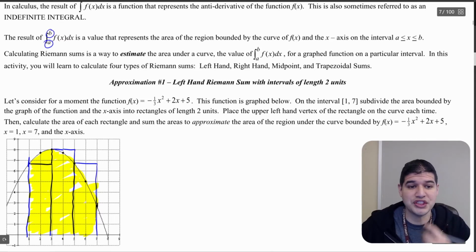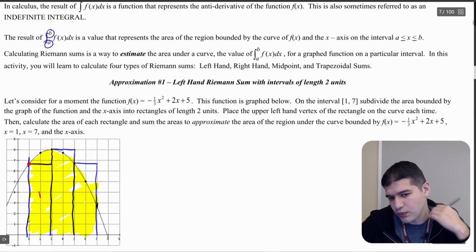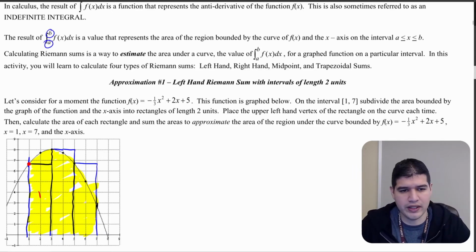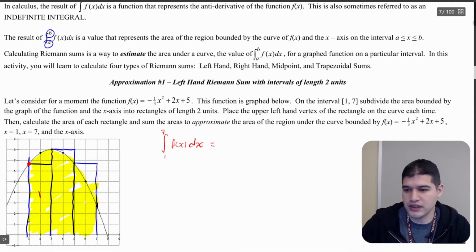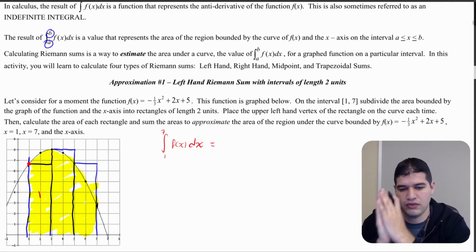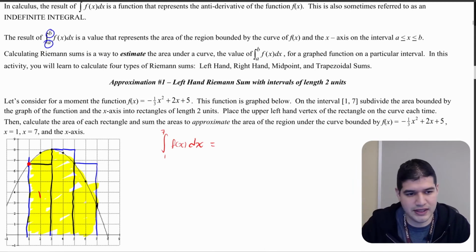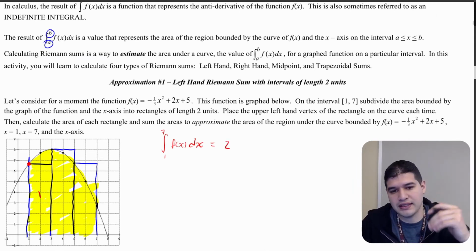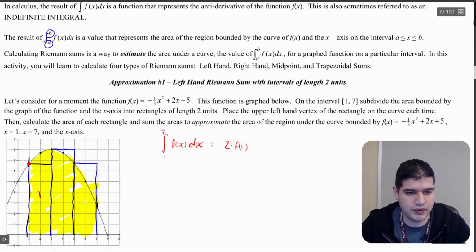What you're going to do is add up all of the areas of those rectangles. The reason we're doing this is because we want to calculate the integral from 1 to 7 of f of x dx. That's how you write that. On rectangle 1, I know the length of the base is 2, times the height of the rectangle, and the height is going to be f of 1. So we're going to multiply those.